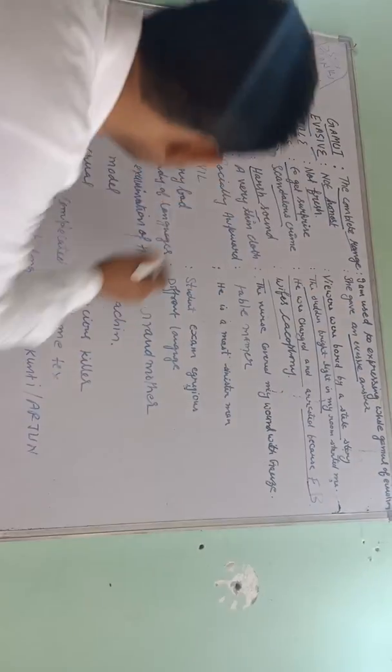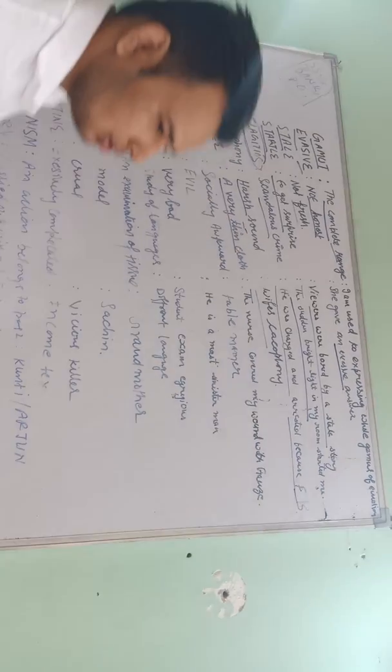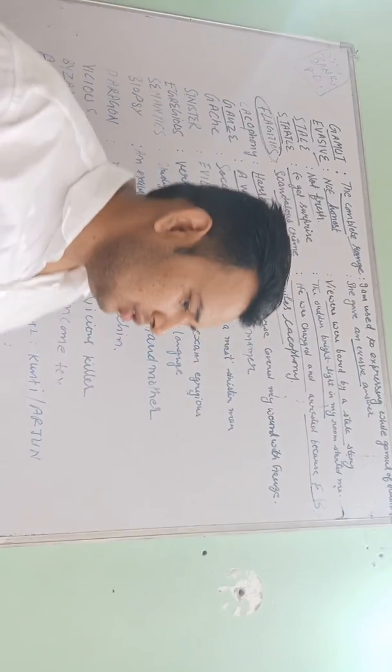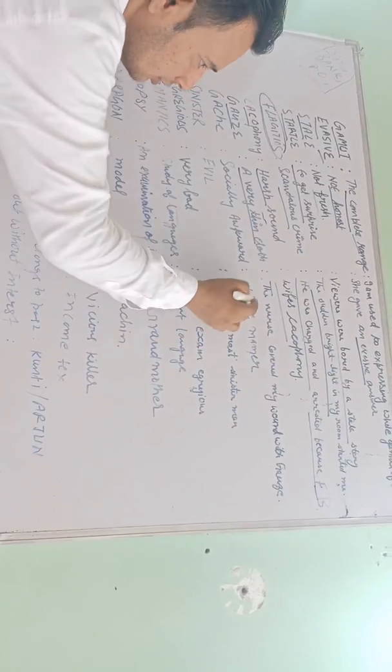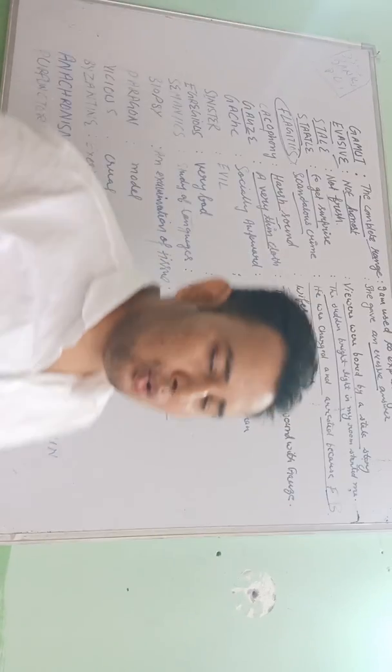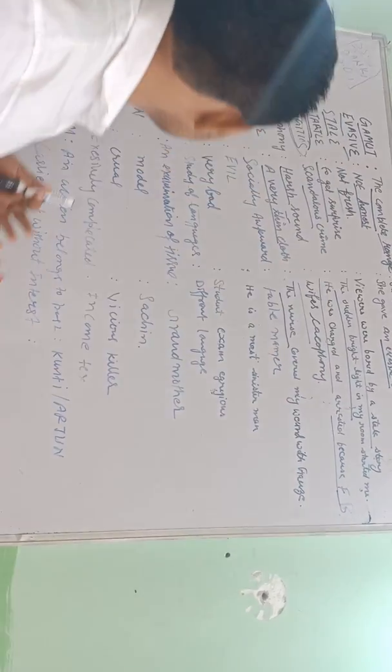Next over here is gauze. Gauze means very thin cloth, like a cloth which is used for wounds. So the nurse wrapped my wound with gauze.